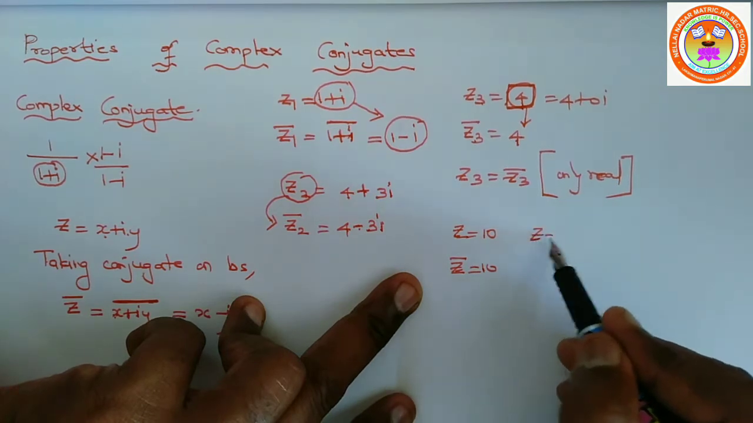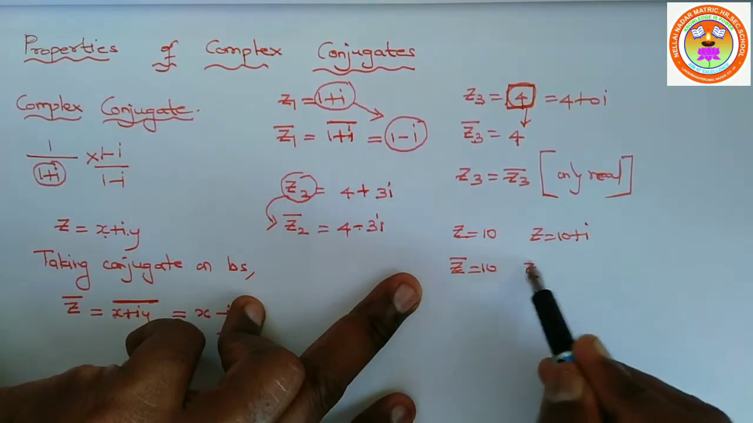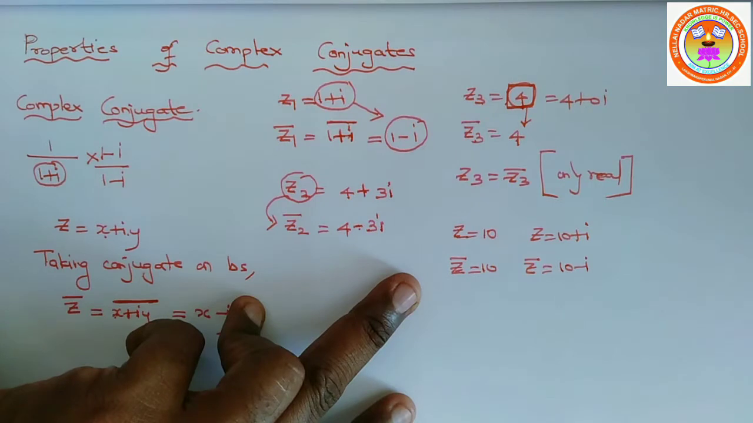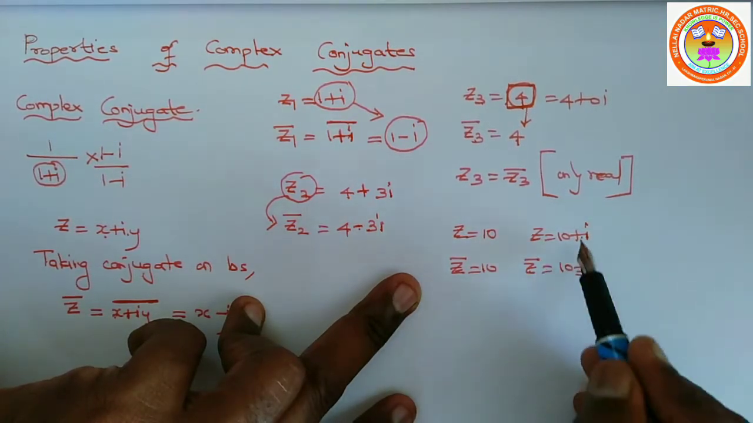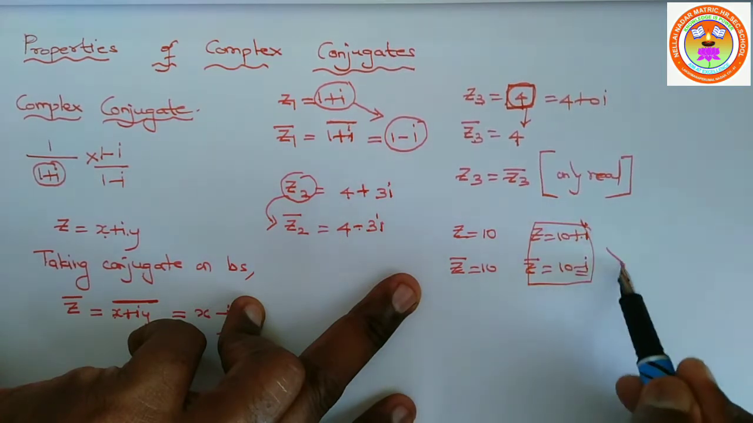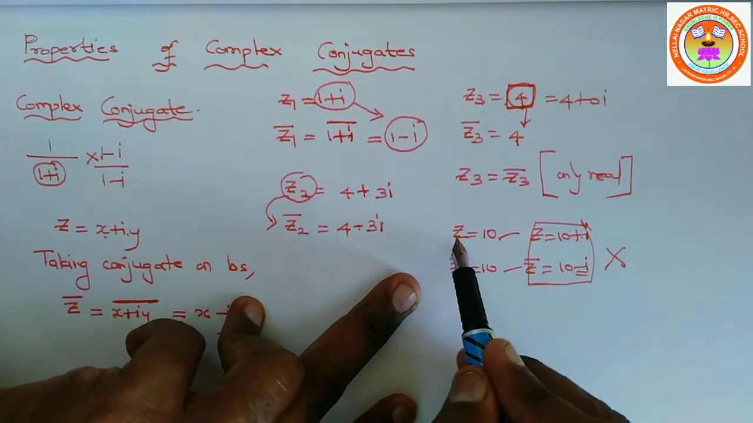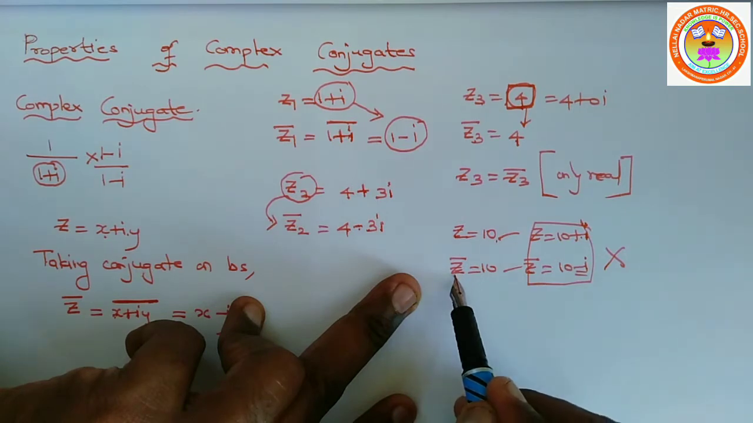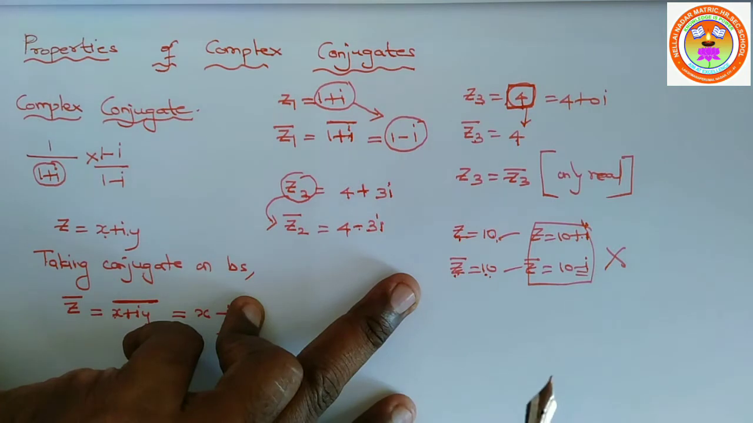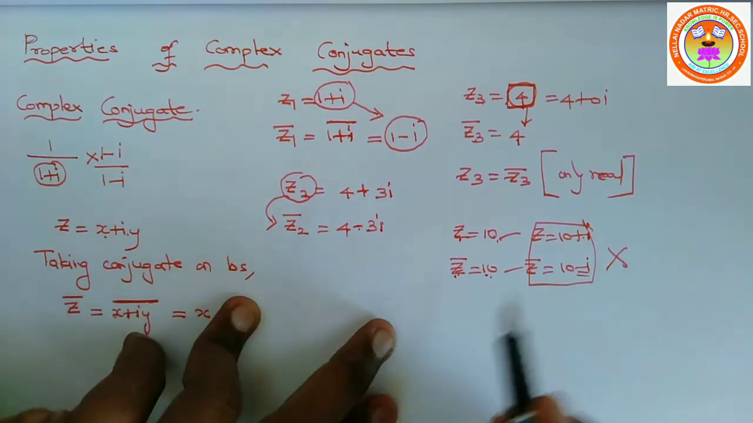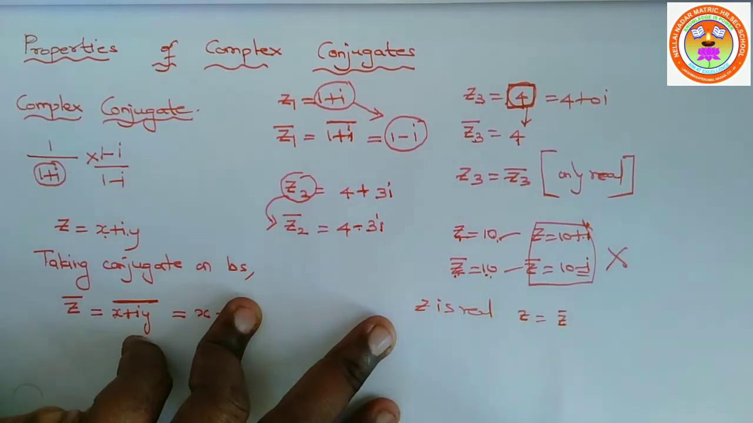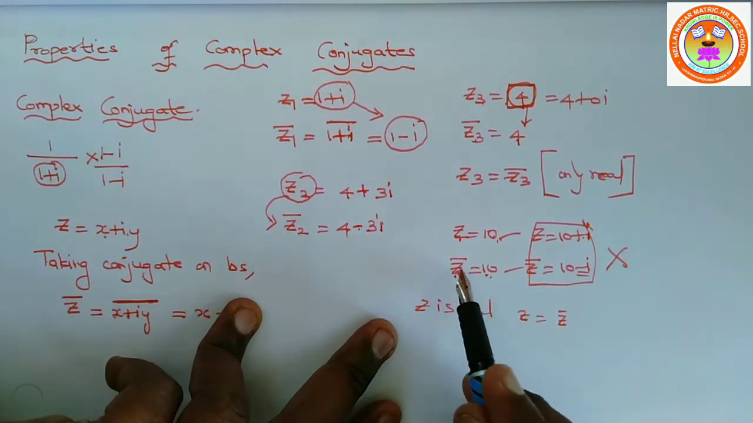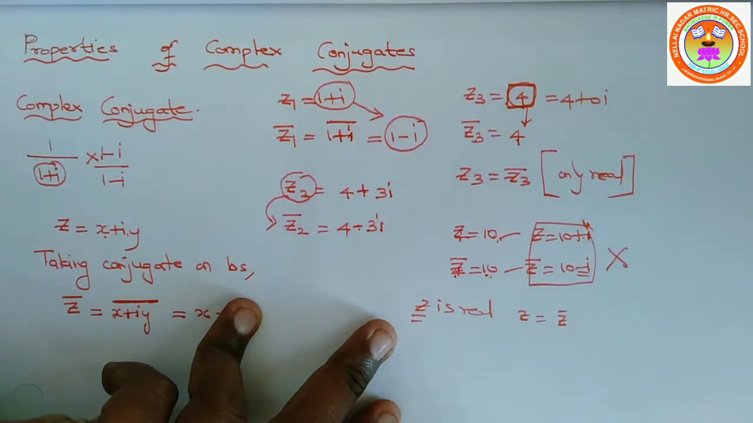For example, Z is equal to 10 plus i. What will be Z bar? 10 minus i, because the plus sign changes to minus. Here Z and Z bar are not equal. In the earlier case both are equal. When Z is real, Z bar is also real only. Therefore, Z is equal to Z bar. You can say, if Z is real, Z is equal to Z bar. And if Z is equal to Z bar, therefore Z is real. You can say it backward also.